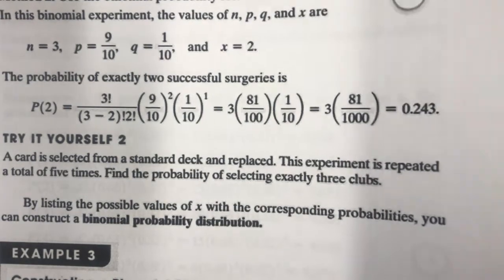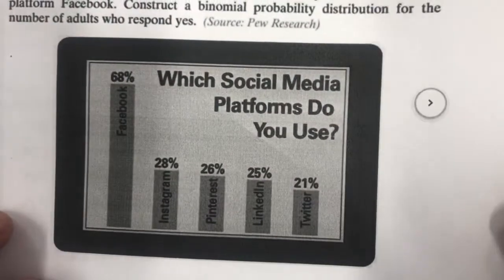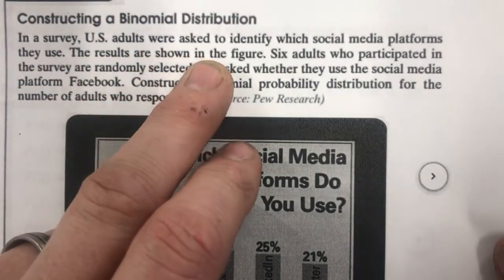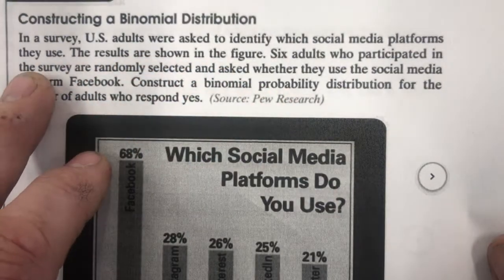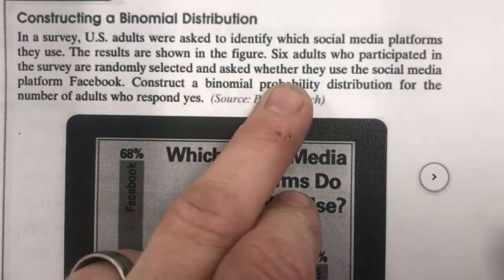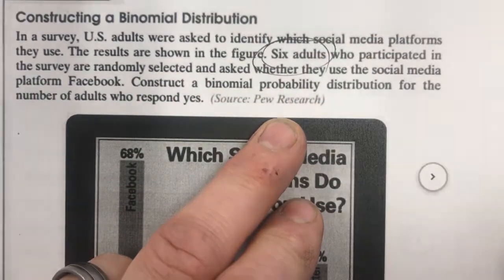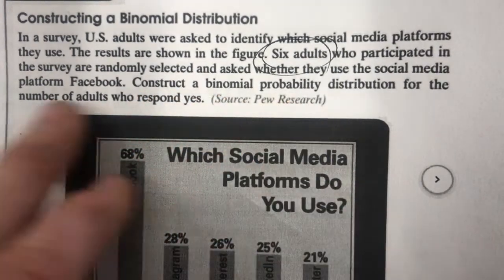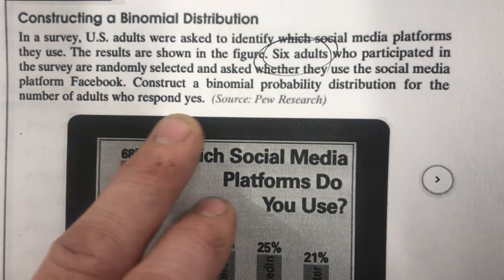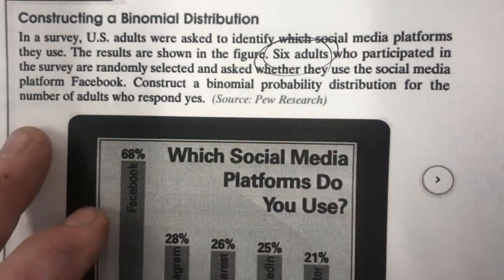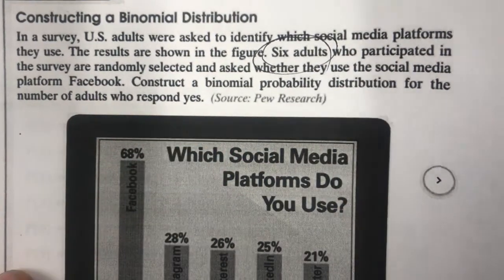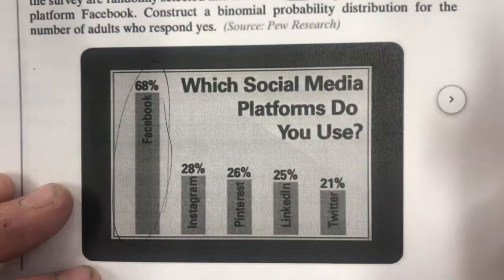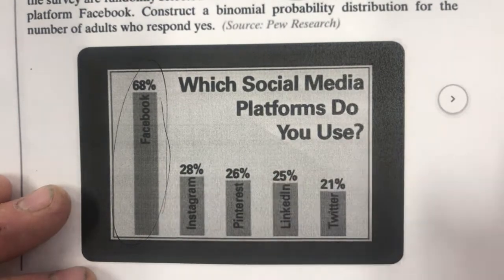All right, here you go. This is in a survey. U.S. adults were asked to identify which social media platforms they use. The results are shown in the figure. 6 adults who participate in the survey are randomly selected and asked whether they use social media platform Facebook. Construct a binomial distribution for the number of adults who responded yes. So if you look at the little thing here, here's Facebook, 68%. So that would be our P.